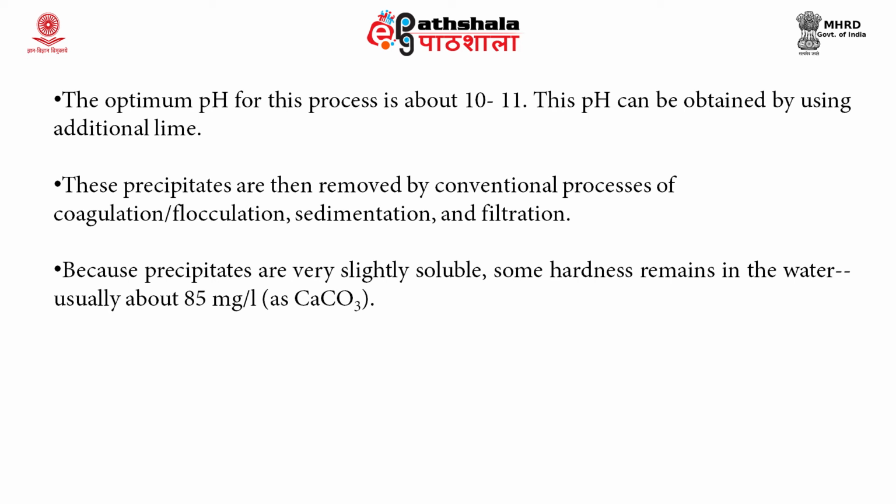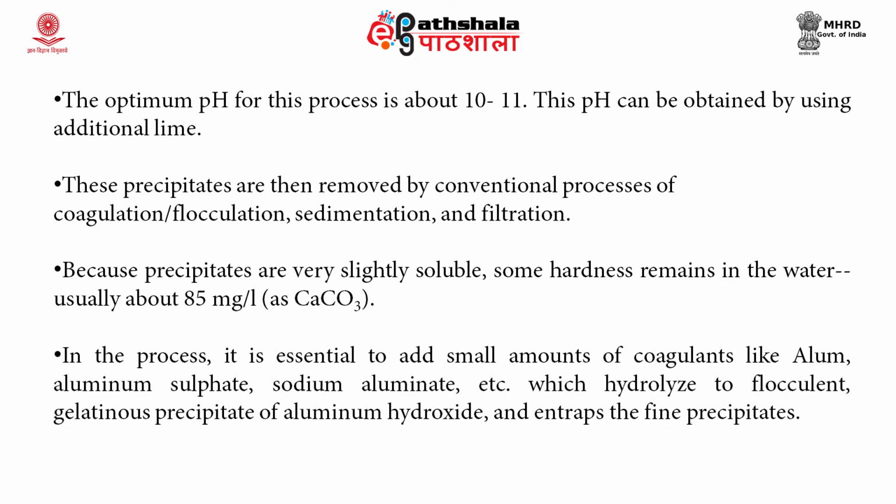Because precipitates are very slightly soluble, some hardness remains in the water, which is usually about 85 mg per liter of calcium carbonate equivalent. In the process, it is essential to add a small amount of coagulants like alum, aluminium sulfate, sodium aluminate, etc. These coagulants hydrolyze to flocculant, gelatinous precipitates of aluminium hydroxide, which entraps the fine precipitates.